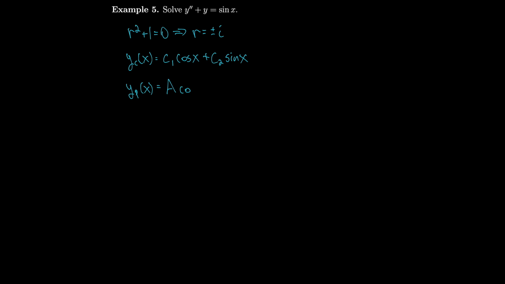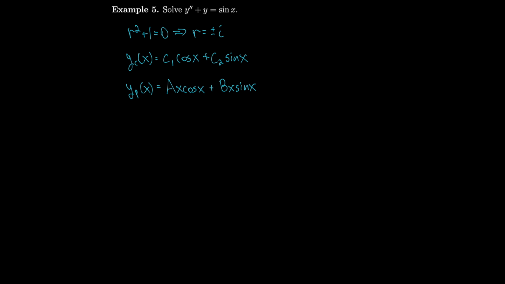Let's see. I'm going to leave a little space. I'm about to show you why. a cosine x plus b sine x. But notice that a and b are constants. c1 and c2 are constants. So this is the same solution as the solution to the complementary equation. So we need to modify it. We'll have to throw in an x. And now it's a different solution.